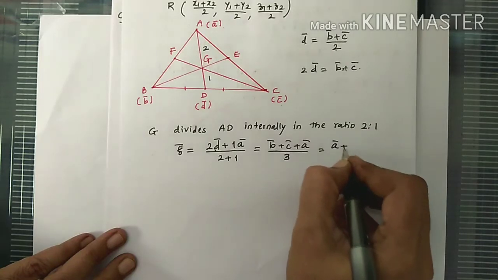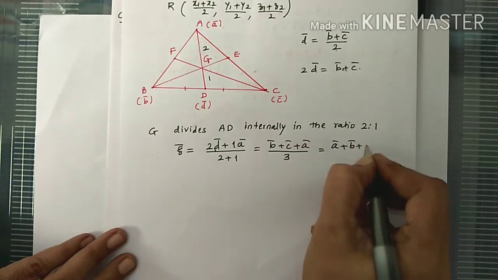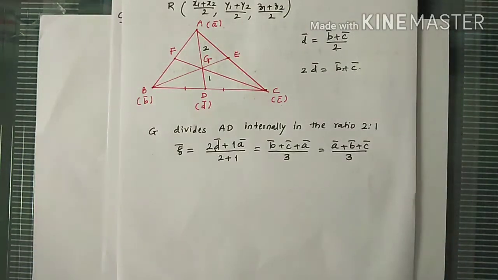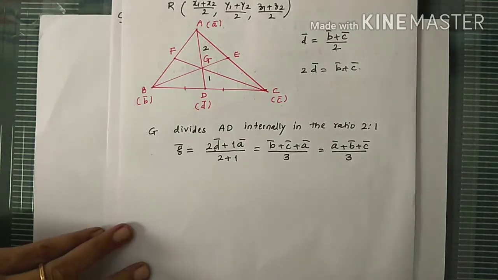So we can change the order and we can write this as (A bar plus B bar plus C bar) upon 3. So this is the centroid formula for a triangle in terms of vectors.